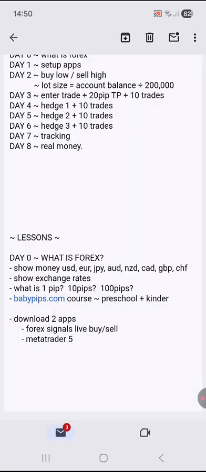So what is Forex? I showed you the money: United States dollar, euro, Japanese yen, Australian dollar, New Zealand dollar, Canadian dollar, British pound we do not trade, Swiss franc. I showed you what the exchange rates are. I showed you what 1 pip is, a 1 pip movement in the market, a 10 pip movement in the market. I showed you what a 100 pip movement in the market might look like as an example.